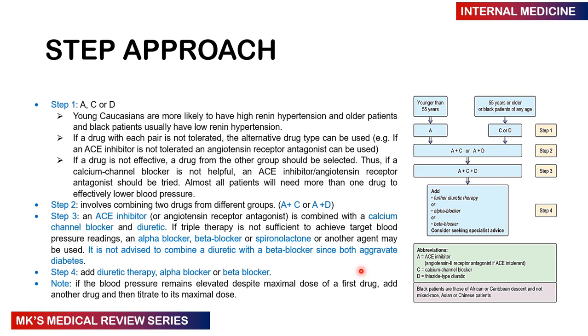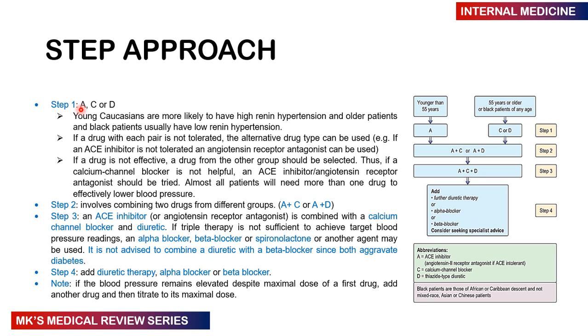So what's our step approach? So generally, there are 4 main steps. Usually most patients are going to be at step 2. It's only a few that I've seen that are at step 1 just on a single drug agent and it's well controlled, but most patients are at step 2. So step 1, so the letters I've already explained what they are. So A for ACE inhibitors or angiotensin receptor blockers, B for beta blockers, C for calcium channel blockers, D for diuretics.